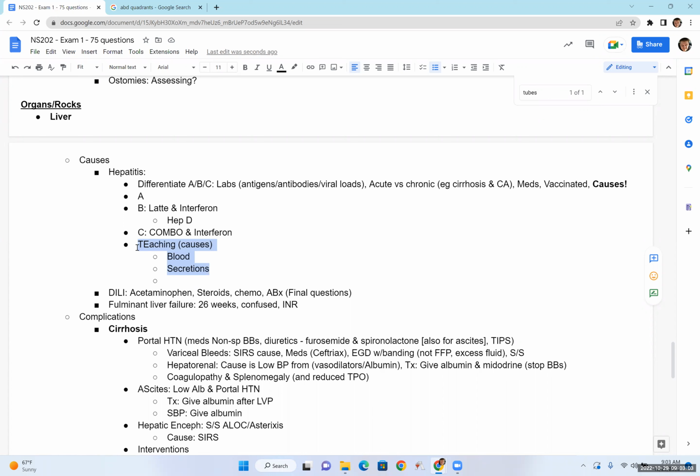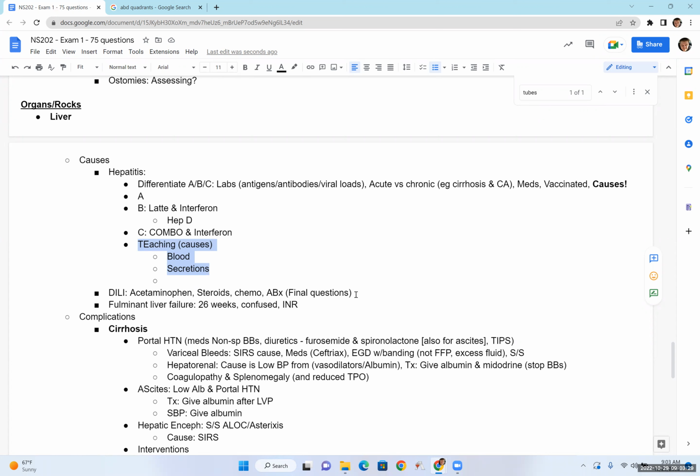A, B, and C all have acute phases, right? Which ones do not have a chronic phase? A is not chronic, right? But B and C are chronic, and those are top causes for cirrhosis. What's the other top cause for cirrhosis? Alcohol puts you at risk for cirrhosis, and also obesity, and that's called NASH, right?